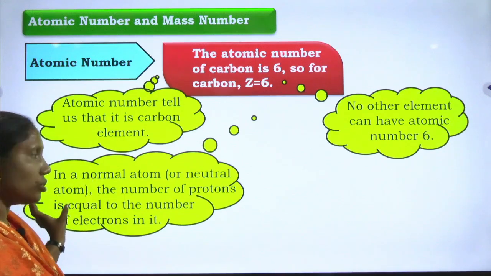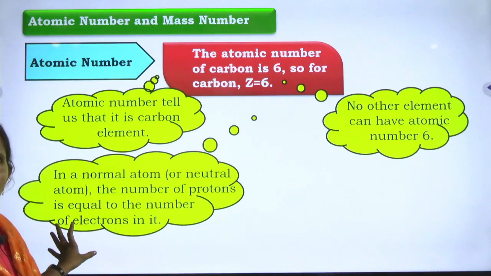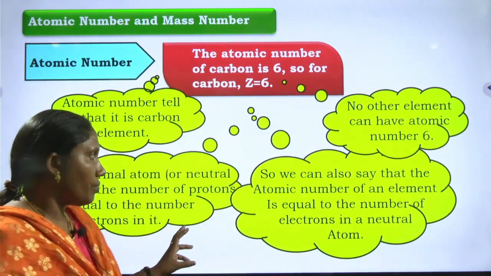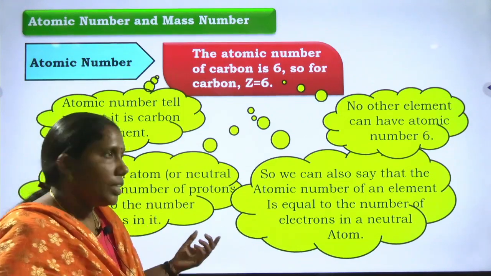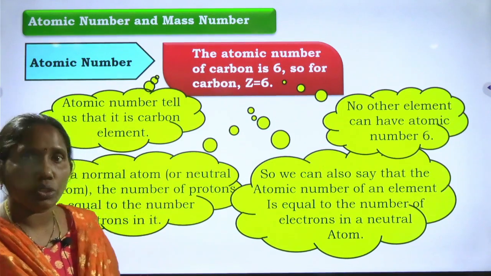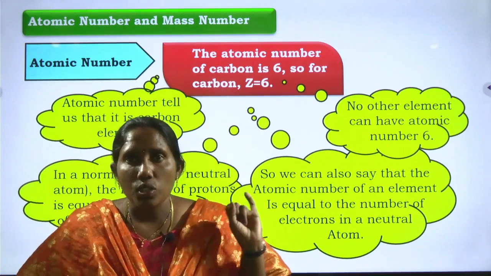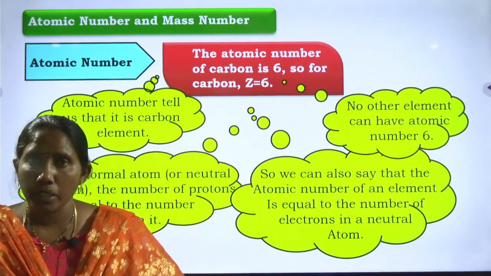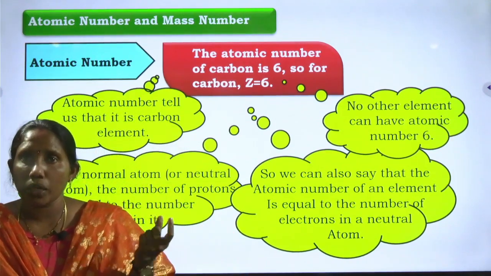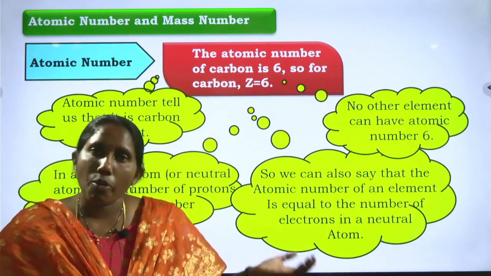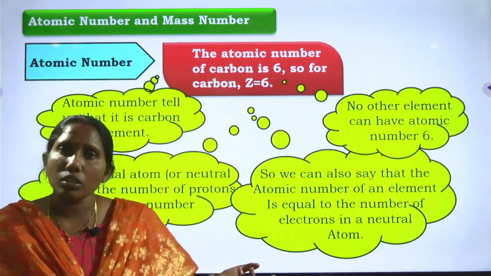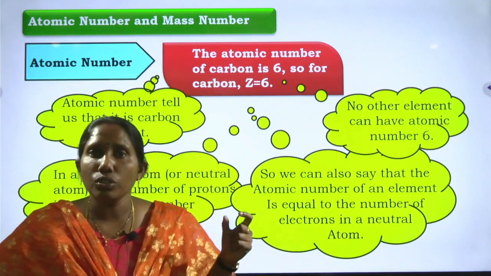In a normal atom or neutral atom, the number of protons is equal to the number of electrons in it. So we can also say that the atomic number of an element is equal to the number of electrons in a neutral atom. So we have two definitions for atomic number. The first one is the number of protons present in an atom is called its atomic number, and the second one is the number of electrons present in an atom gives its atomic number. So the number of protons is represented with Z and the number of electrons also with Z. But while talking about the number of electrons, we should consider the neutral atom only.